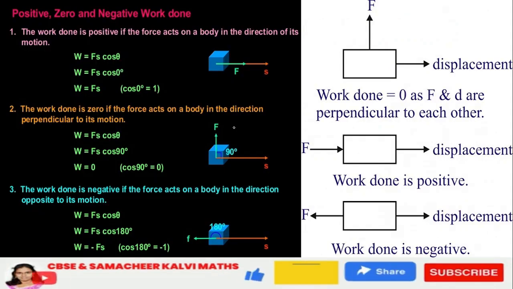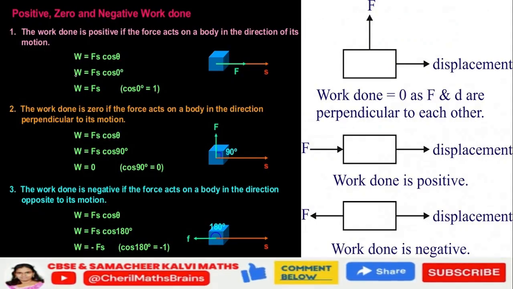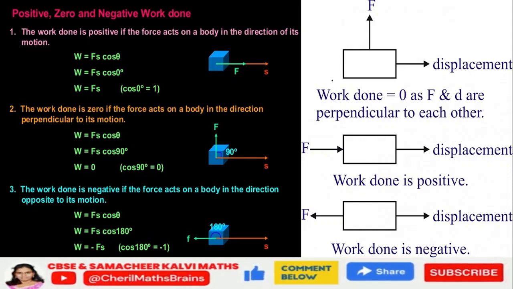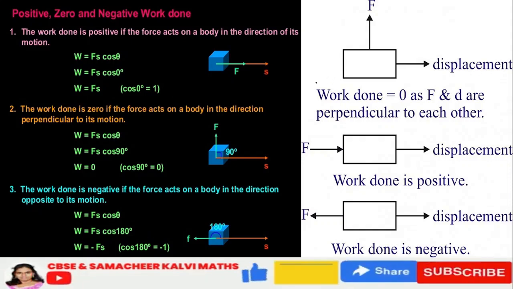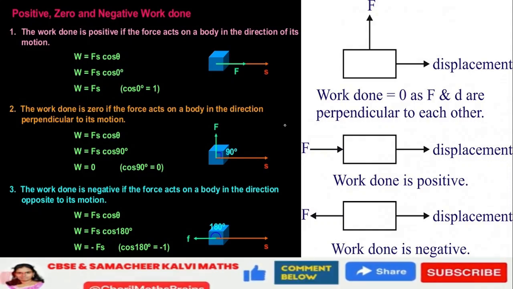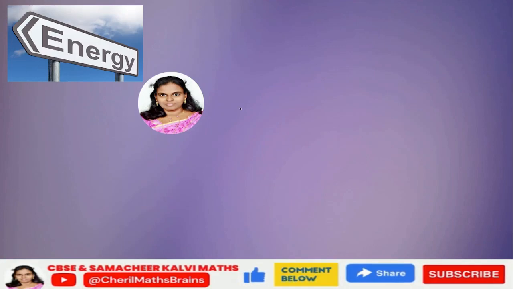Is it clear, children? Summing up, I have given all the explanations of cos theta with respect to various angles. Just pause the video for a second and go through it so that you understand this very clearly. So this is all regarding positive work, negative work and zero work. Hope you understood this, children.